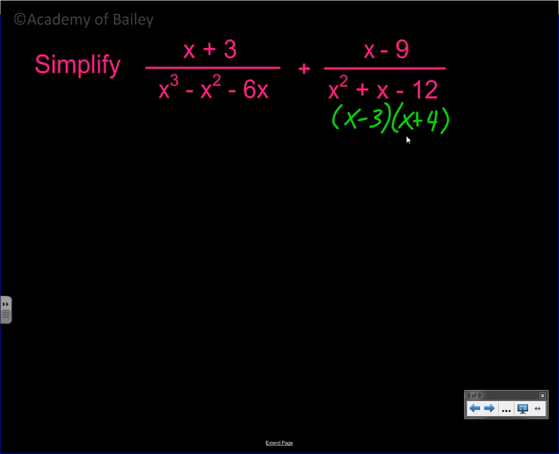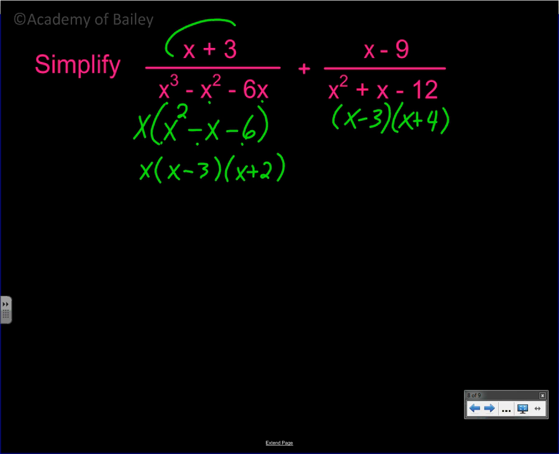And now let's look at what we have here. We have an x in everything, so I'm going to pull that x out. X cubed divided by x is x squared. Negative x squared divided by x is negative x. And negative 6x divided by x is negative 6. And can you factor x squared minus x minus 6? Two numbers that multiply to give you negative 6 that add up to give you negative 1. It's going to be 3 and 2, right? In which order? Negative 3, positive 2. And so if you notice, x plus 3 is on top. You cannot cancel it with anything on the bottom. So this is what we have.